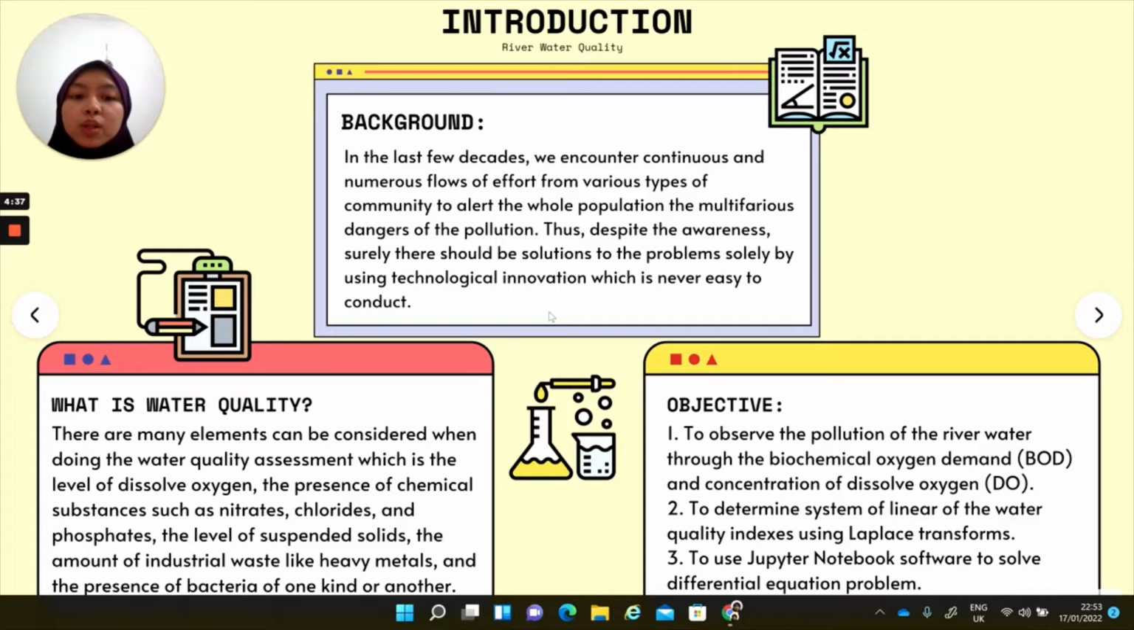So in this project, we focus on observing the pollution of the river water through the biochemical oxygen demand (BOD) and the concentration of dissolved oxygen. And we want to determine the system of the linear water quality indexes using Laplace transform and to solve the differential equation problem using Python.